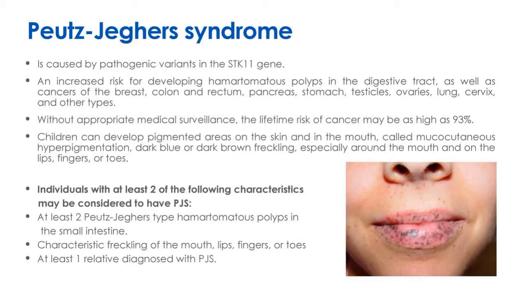And individuals with at least 2 of the following characteristics may be considered to have PJS: at least 2 PJS-type hamartomatous polyps in the small intestine, characteristic freckling of the mouth, lips, fingers, or toes, and at least 1 relative diagnosed with PJS.